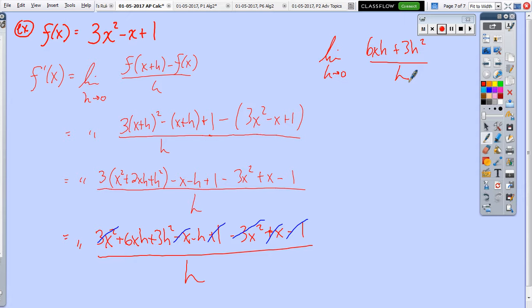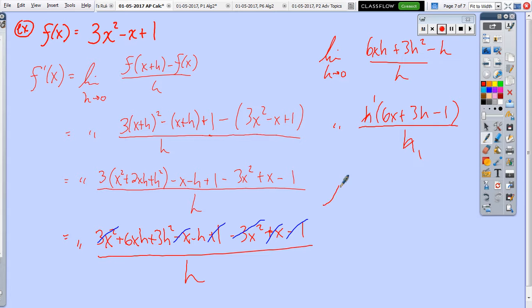Notice we can factor out an h. Oh, I'm missing something, thank you. So we can factor out an h in the top: h times (6x plus 3h minus 1) all over h. Again, this is the limit as h approaches 0, and then h and h simplify to 1 and 1.